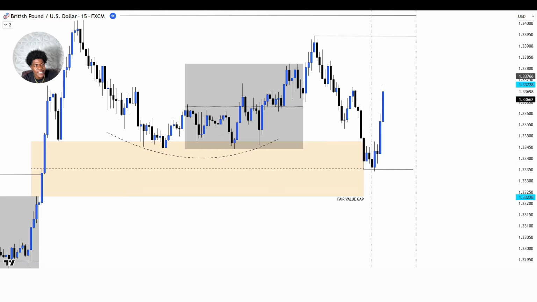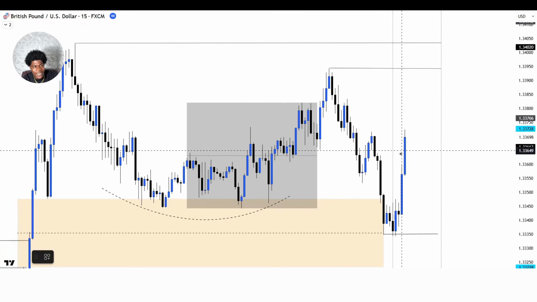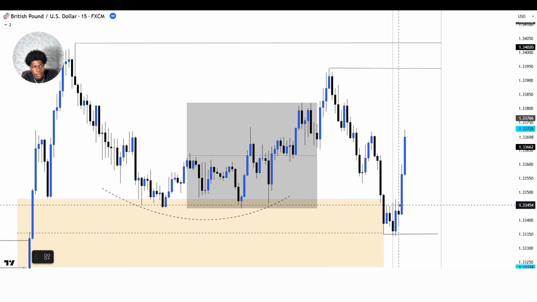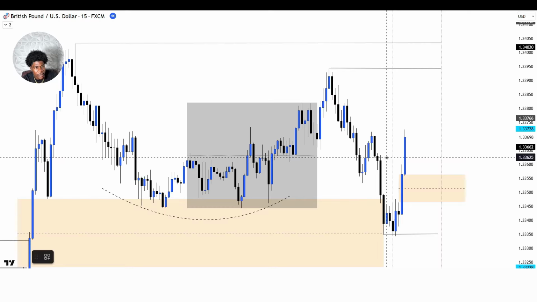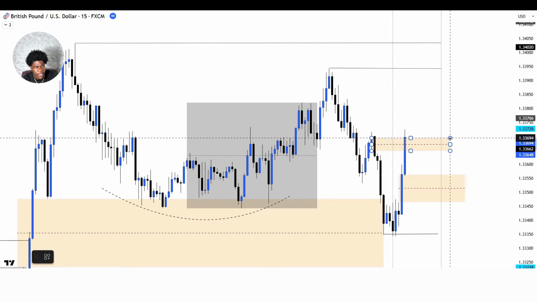But how do we take this trade, right? How do you take this trade? Zooming in a little bit, you can see that price leaves a couple zones. You may say this fair value gap or this recent order block. All right, price may just retest this.